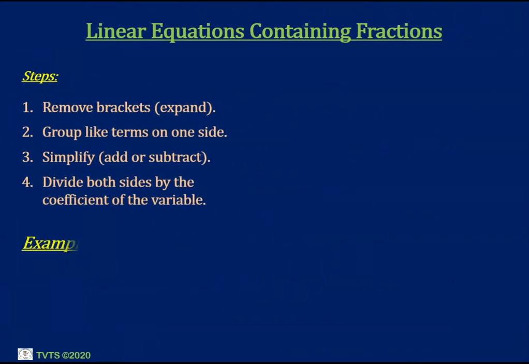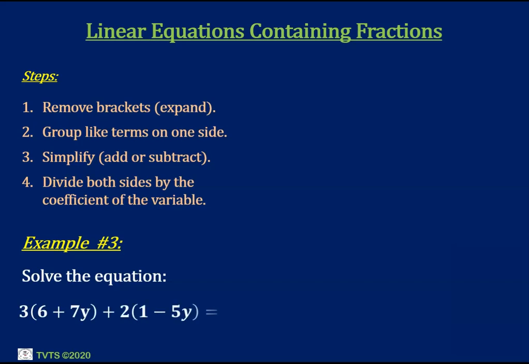Example 3. Solve the equation 3 into bracket 6 plus 7y plus 2 into bracket 1 minus 5y is equal to 42. Here's the solution.